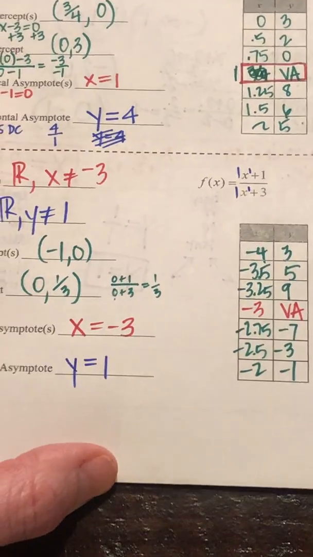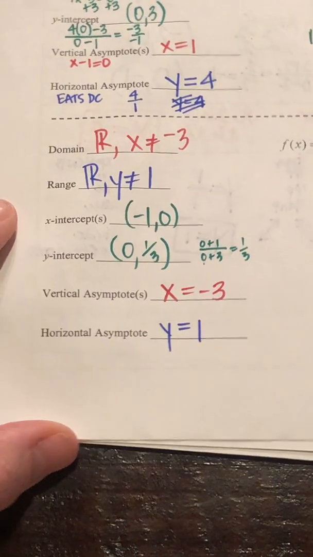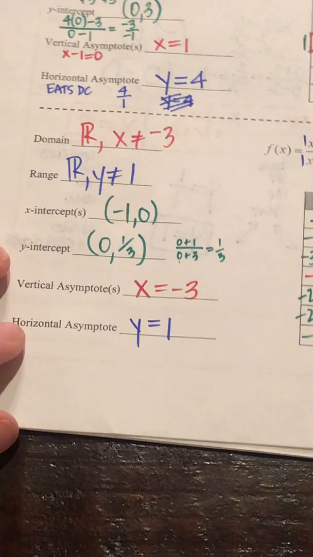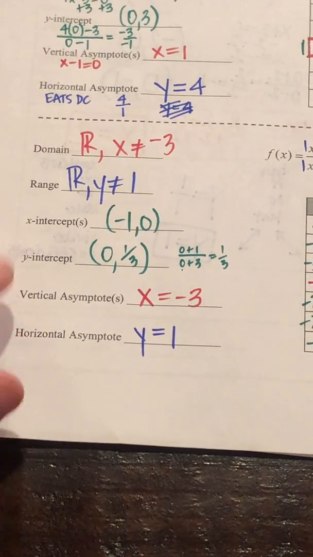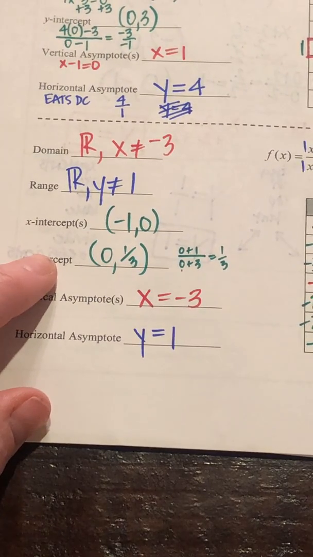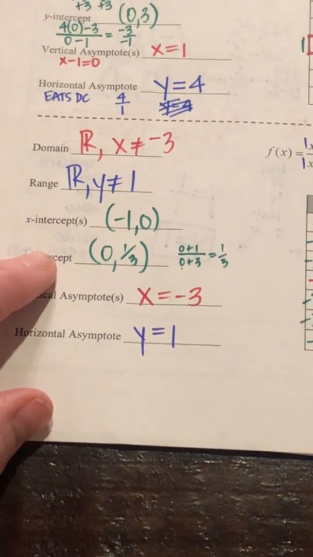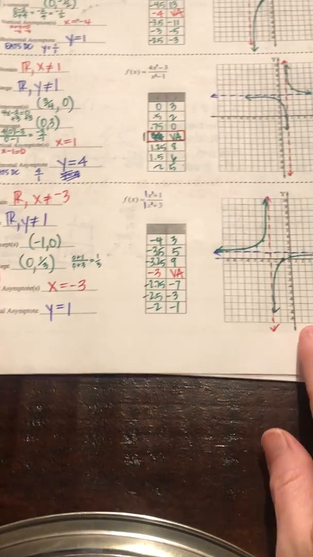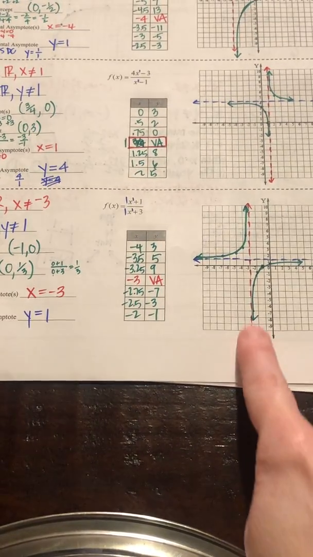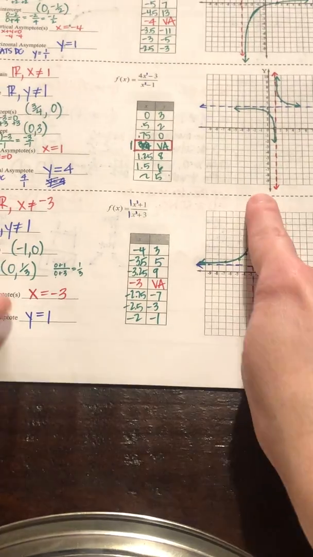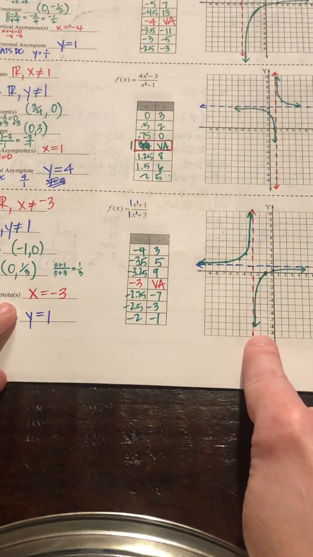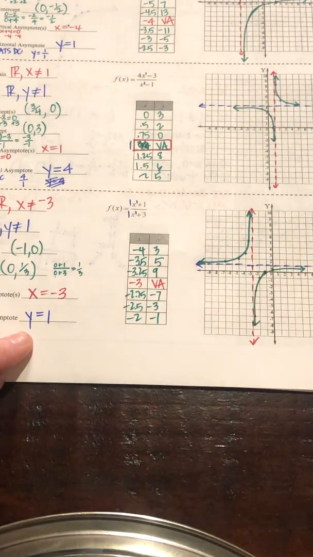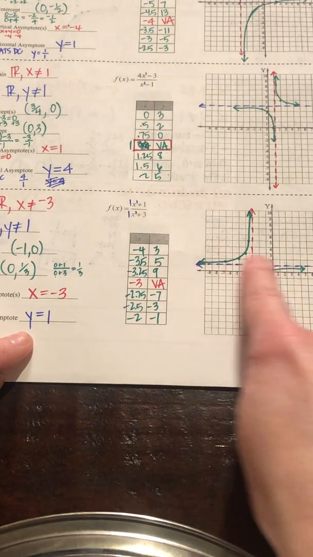All right, now over here, this last one, here are my characteristics. Hopefully you had an opportunity to check over those a minute ago. Okay, and just to compare it to the graph, my vertical asymptote should have been at x equals -3. My horizontal asymptote at y equals 1.